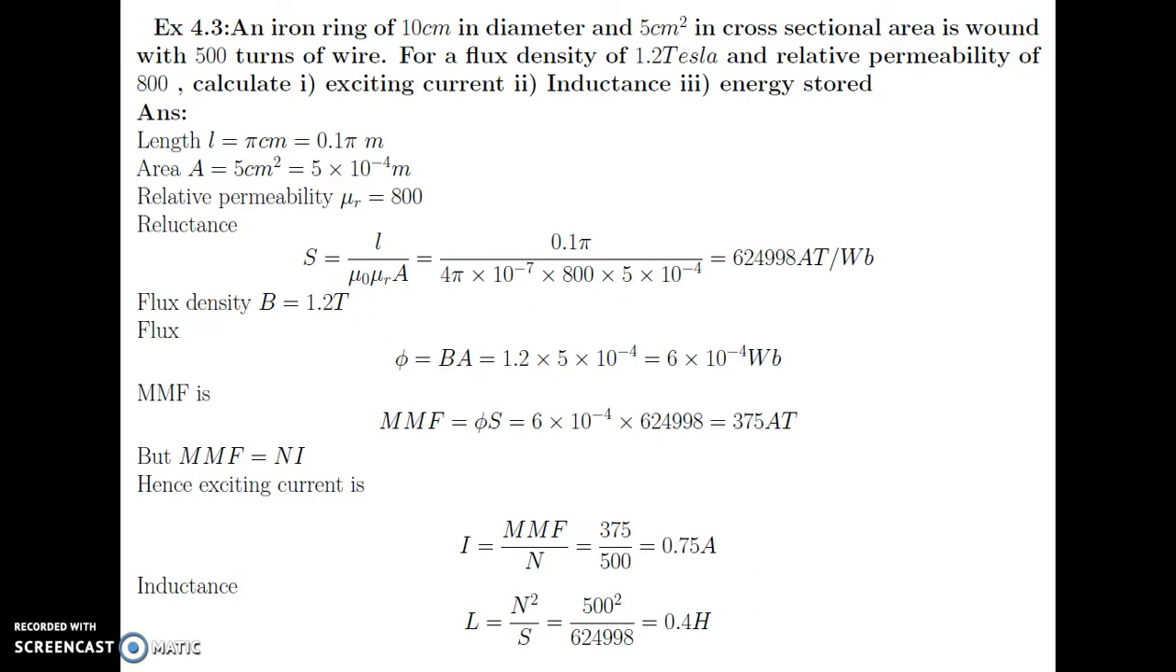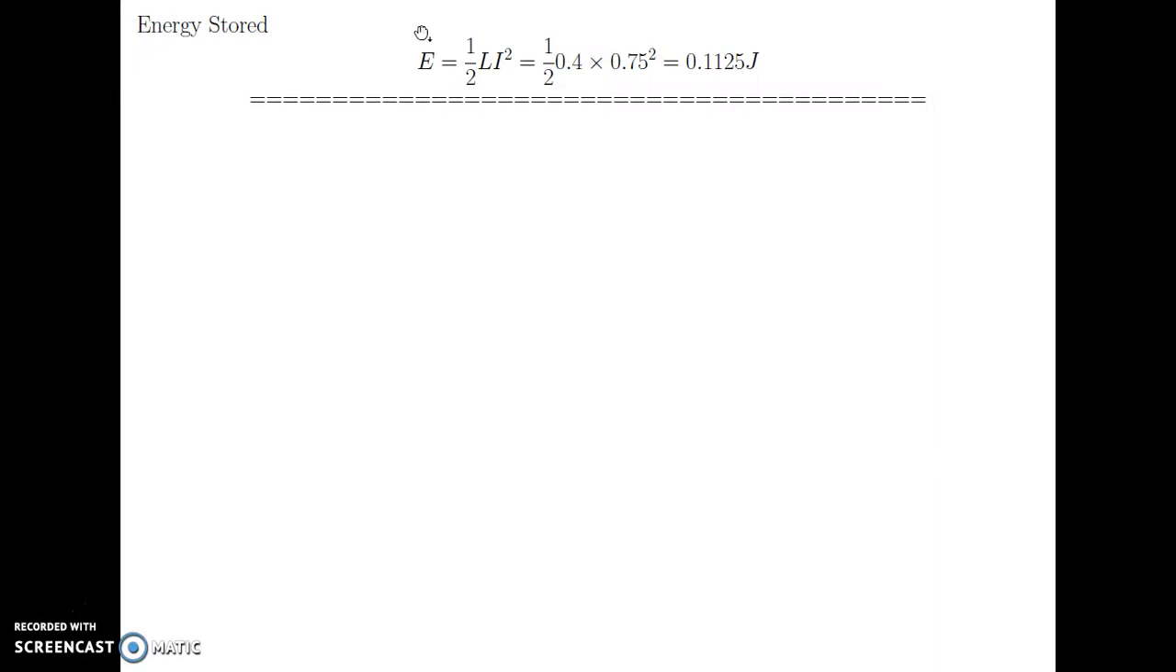Then we'll calculate the inductance using the formula N square upon S. N square is 500 square upon S is 624,998. It gives me 0.4 Henry. To calculate the energy stored, it is equal to 1 half L i square, that is 1 half into 0.4 into 0.75 square. It gives me 0.1125 joules as the energy stored in the ring.